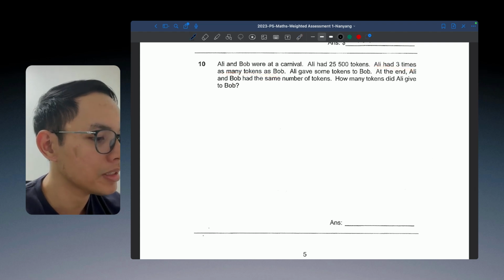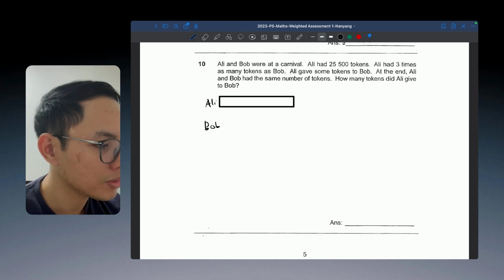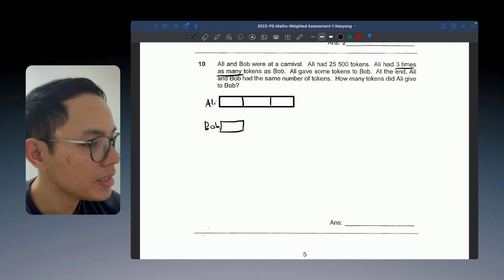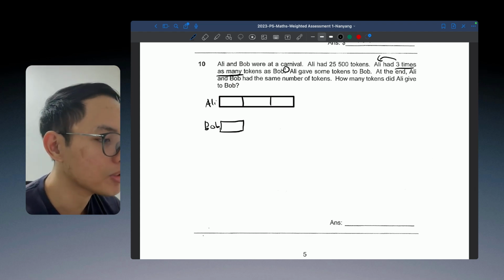Okay, so that means we can do a simple model. So Ali and Bob. Ali has 3 times. So let's draw 1. So we have 3 times, and Bob over here has this. So 3 times as many means Ali has 3 and Bob has 1, like this. And in this model over here.